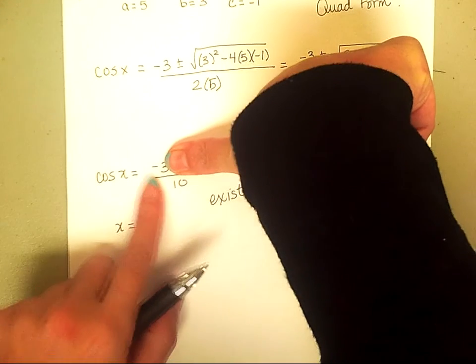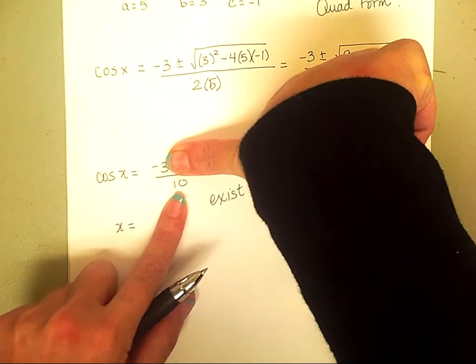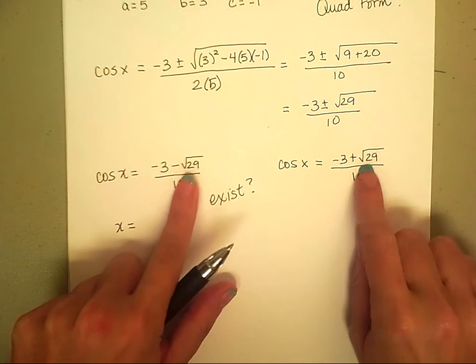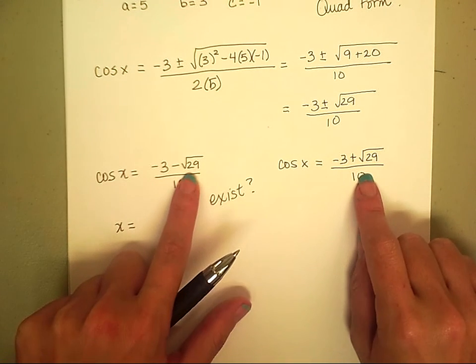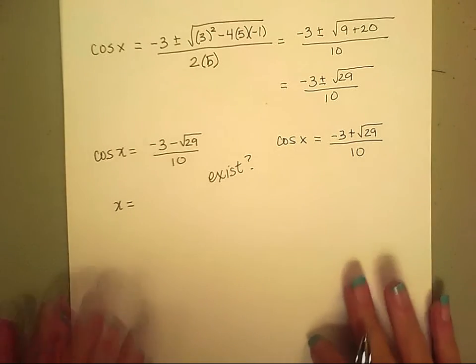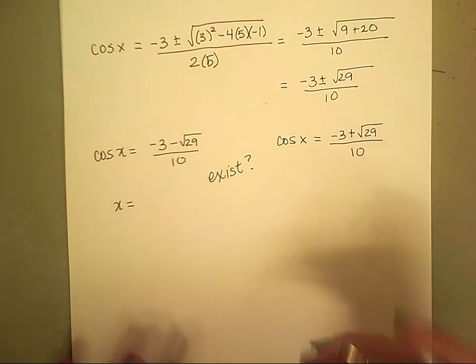Now, if it was just -3/10, I would say absolutely, because this is not as large as negative 1, and the same here. So really the problem comes down to this square root of 29. And we don't have a calculator, so let's figure out how we can do this.